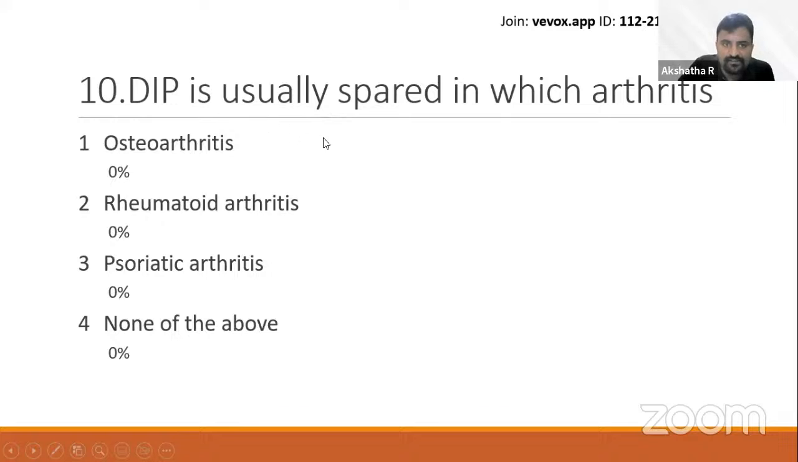So, distal interphalangeal joint is usually spared in which arthritis? Okay, this is a mixed response. So the correct answer is rheumatoid arthritis. However, many have opted for osteoarthritis as well.